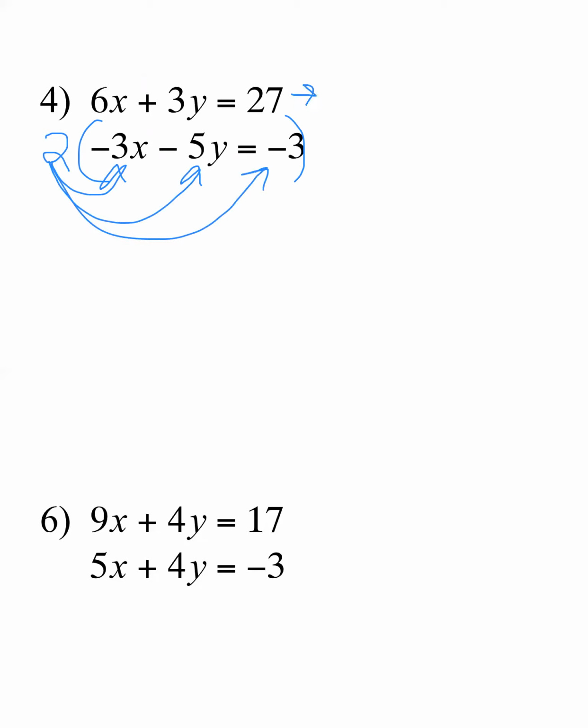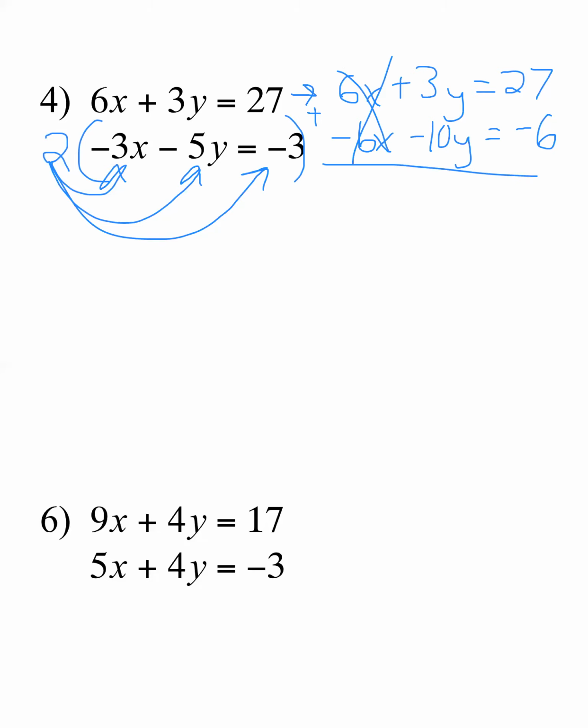So I'll rewrite the top one just like it is. 6x plus 3y equals 27. And then the bottom one, we're going to multiply all by 2. So that's -6x minus 10y equals -6. Add those equations together. X's are gone. 3y and -10y is a -7y. 27 and a -6 is now a +21. Divide by -7. Looks like y is going to be -3 in this case.